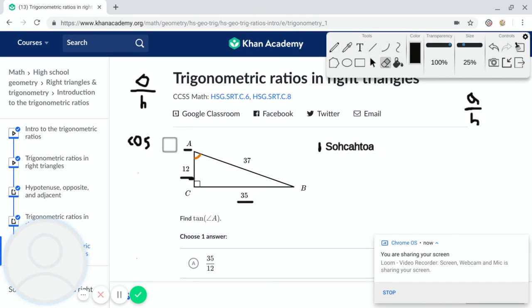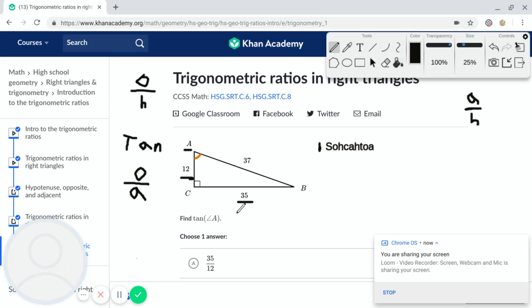Alright. And now let's go over the last term, which is the TOA part of the word. And that would be the tangent, or tan for short. So let's write that down. Here we go. Now the tan is just the opposite over the adjacent side. So opposite over adjacent.